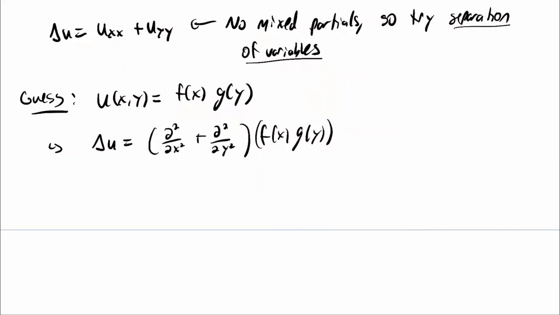And so if you write this out, this is equal to f double prime. You take two derivatives in x. This is from the x operator, and it doesn't do anything to g. And then you also add on the piece corresponding to the second derivative with respect to y of this product. So you get f of x times g double prime of y. And again, the reason that separation of variables is so useful here, and the reason why we're trying it, is exactly because the partial derivative operators here involve separate variables, so there are no mixed derivatives. If you have mixed derivatives, separation of variables may not be a very good technique, but here it will turn out to be a good technique.